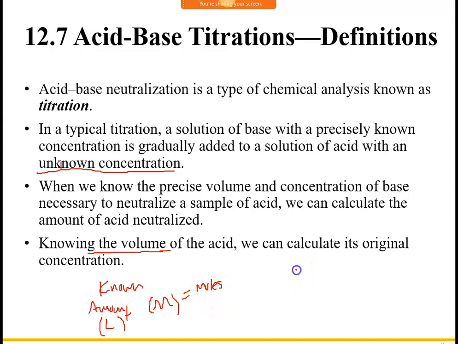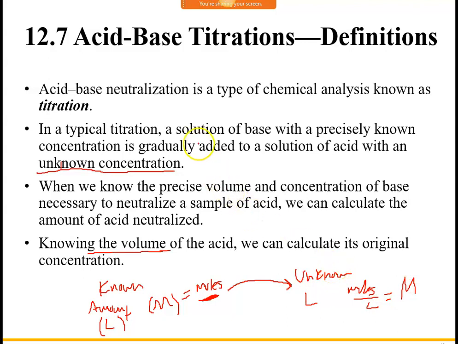And then for the unknown concentration, we will know the amount that we have used. And from this information, from how many moles of the known I used, that will tell me how many moles of my unknown I have. And if you take that number of moles and you divide it by the volume, you can find the molarity.